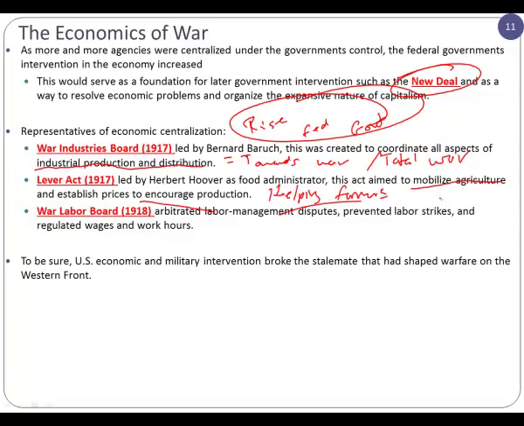War Labor Board, arbitrated labor management disputes. Arbitrated means what? Anyone know the difference between arbitration and mediation? Teddy Roosevelt was one of our best arbitrators. Mediation is like dealing with it, but arbitration is stopping it completely. Circle that, specifically on this section here, the major difference between arbitration, which is a huge word, and mediation.